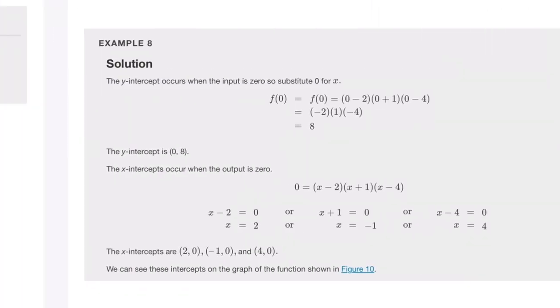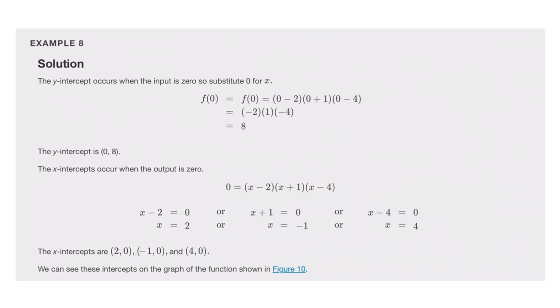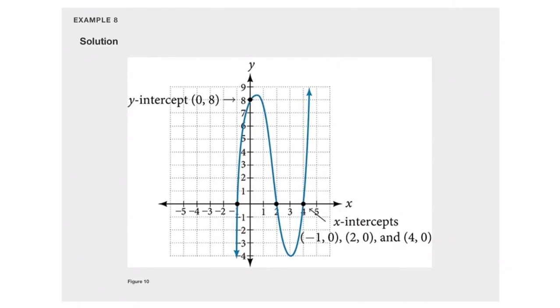So the y-intercept was 0, 8. I think that's what we got. The x-intercepts, negative 1, 2, and 4. And you can see it displayed here.